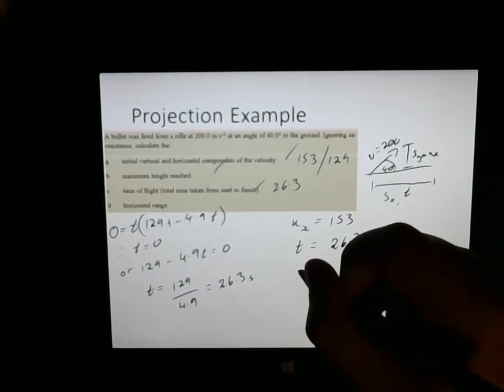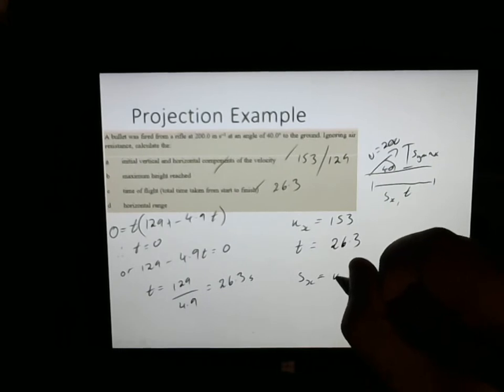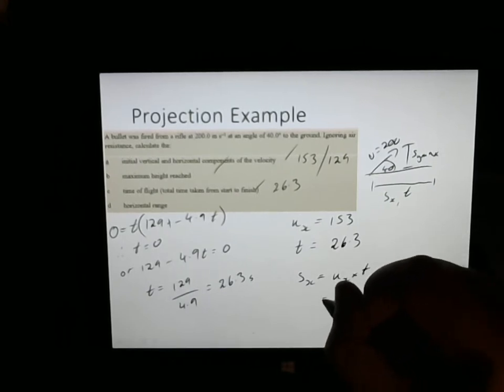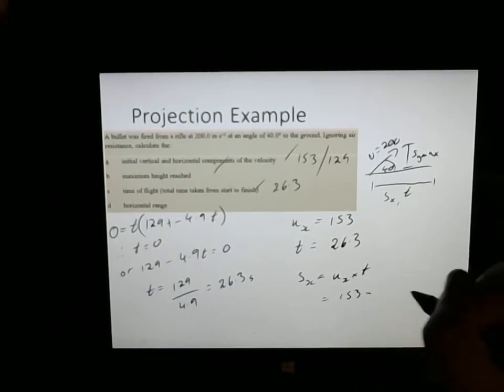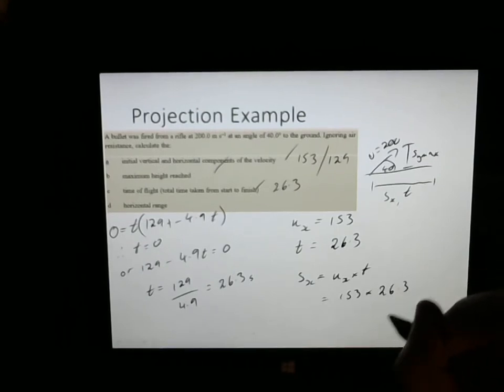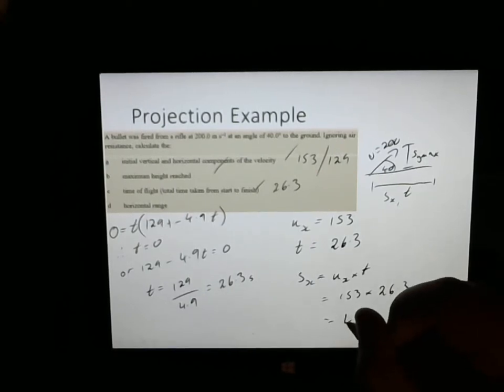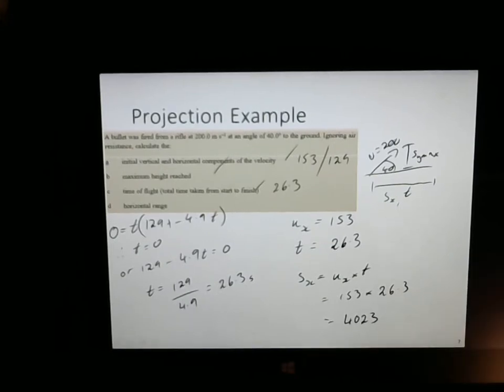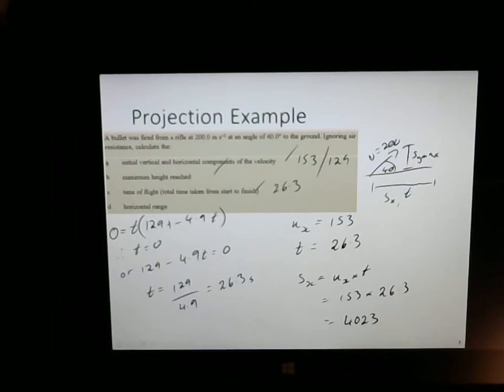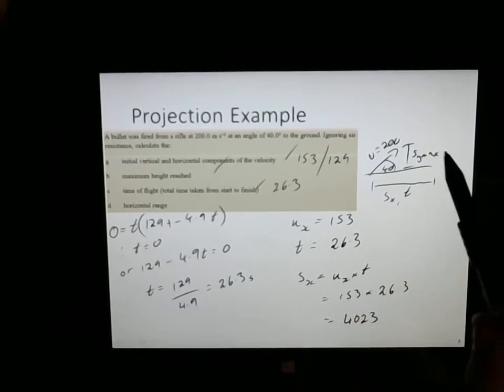And so we can work out that s of x is going to equal u of x times t, equals 153 times 26.3, which is 4,023 meters. And 4 kilometers, that's pretty far. Not only does it go 800 meters up in the air, it also goes 4,000 meters horizontally in total. Okay, so this is projection when it's on the same height.